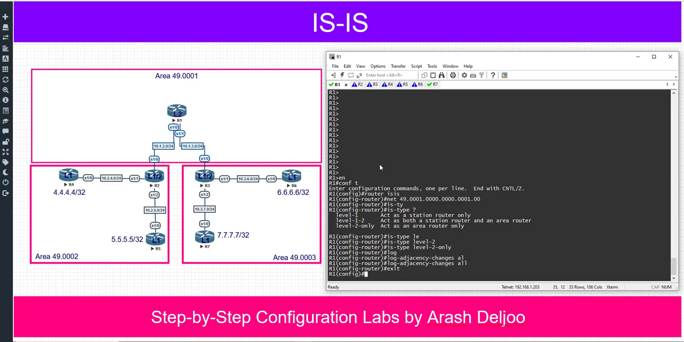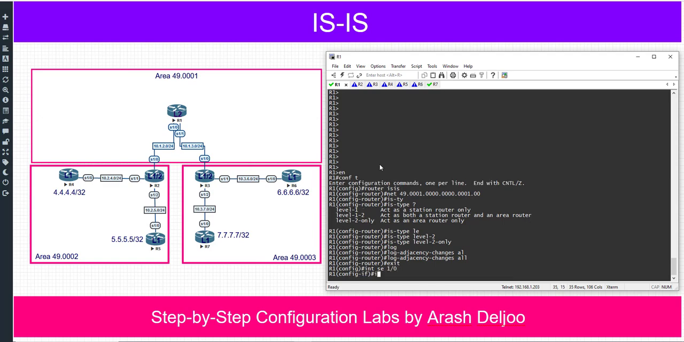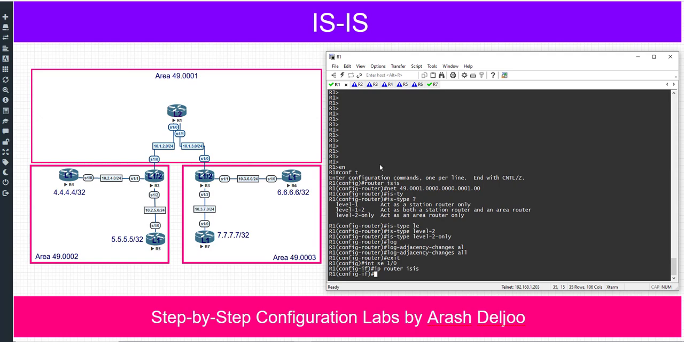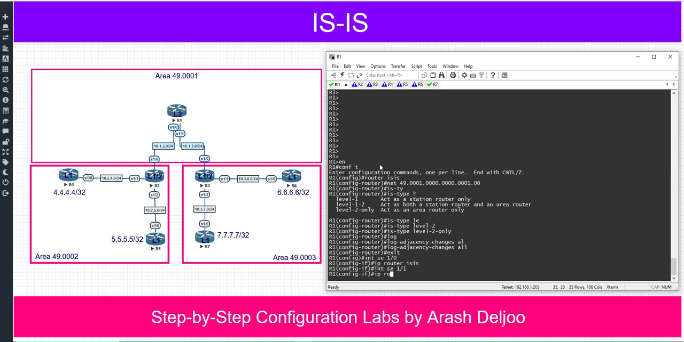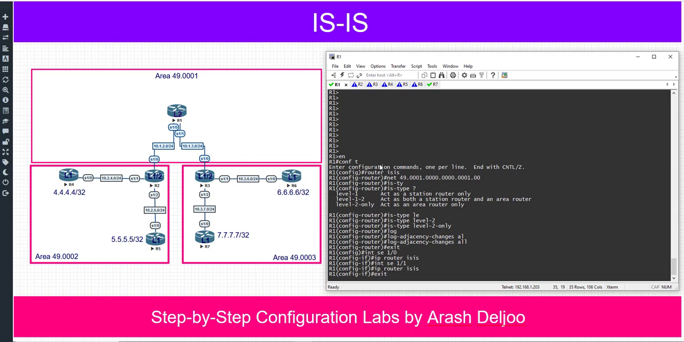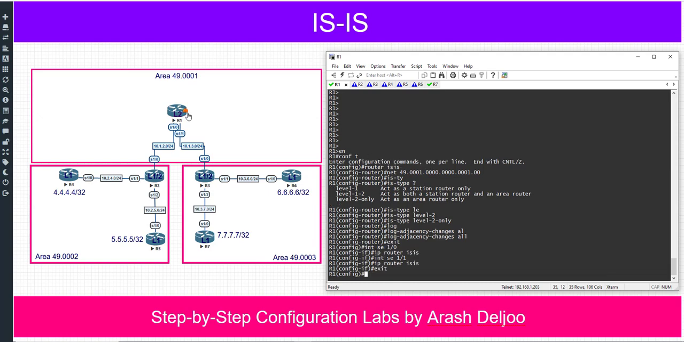And then we can configure interface serial 1/0 with IP router ISIS, and then interface serial 1/1 IP router ISIS. Here we have one important note. Because you configured router 1 as the level 2 only router, when you configure IP router ISIS on one interface, it means that I want to enable only level 2 ISIS on this interface. Why? Because this is a level 2 only router and it doesn't have a level 1 database, or it can't establish level 1 adjacency with other routers.